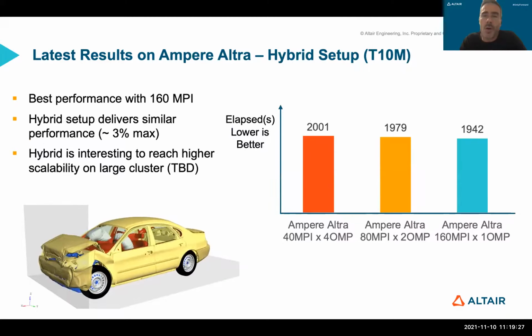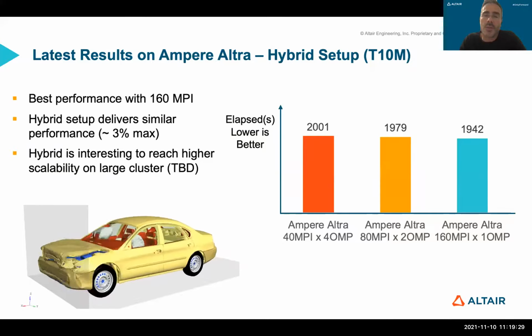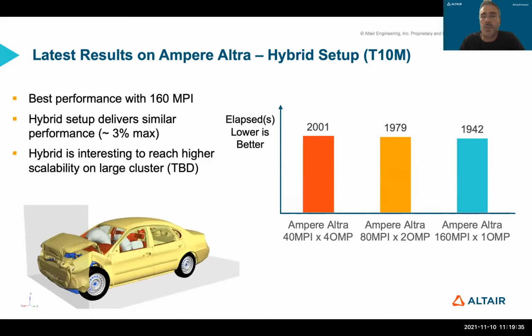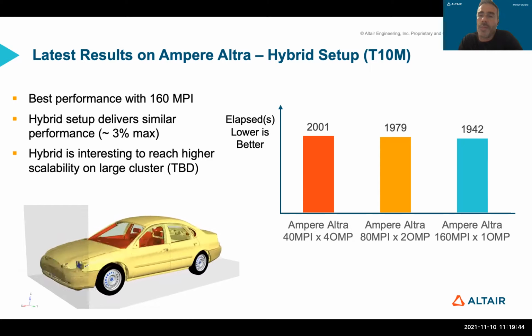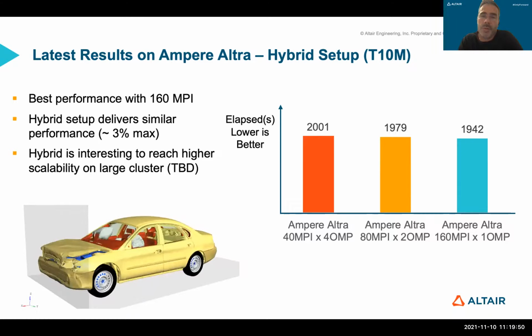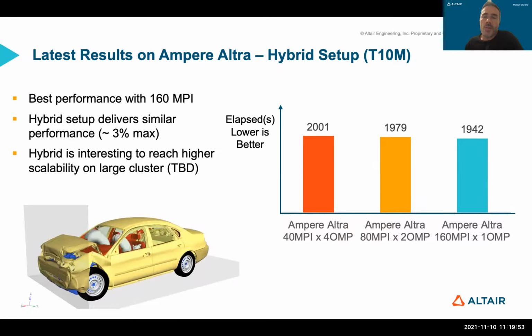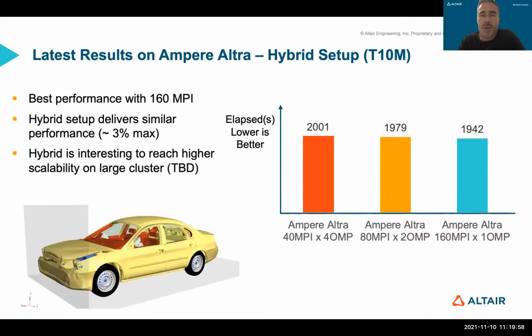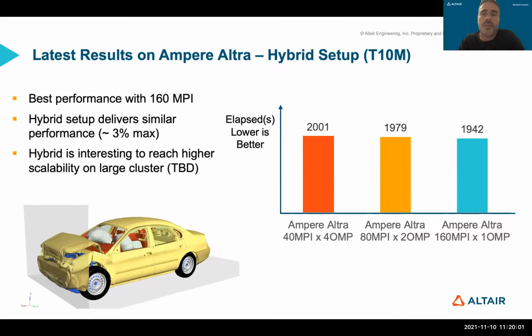We did some other tests. As I said, Radioss is a hybrid code. Generally, on a single node, the best performance is achieved running pure MPI. So this is what we see here. The fastest result for the 2 milliseconds of the Taurus benchmark is obtained with 160 MPI. But if we change the setup and run more threads with fewer MPI per node, we maintain very good performance. In fact, the degradation of performance on a single node is less than 3%.